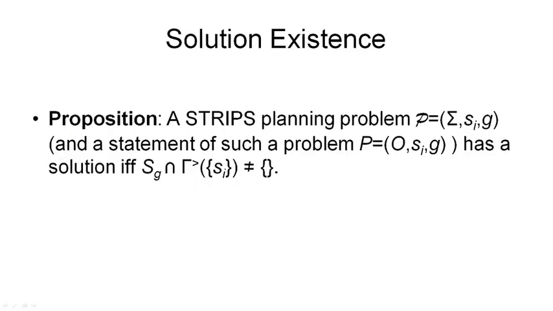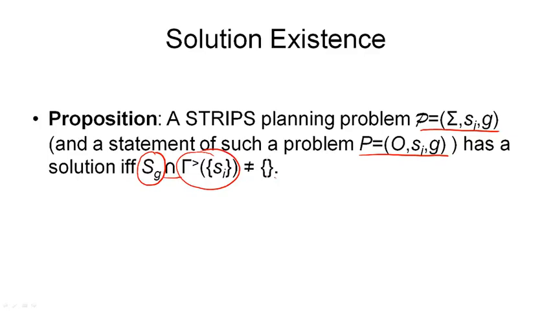And here is why I've given you such a complex definition. Because with this definition, I can very simply state when a planning problem has a solution. So we can state that a STRIPS planning problem, defined by the operators and the initial state and the goal, has a solution if and only if the following holds. Namely, if we take the set of all goal states and we take the set of all reachable states and we build the intersection between these two sets, then this must not be the empty set.